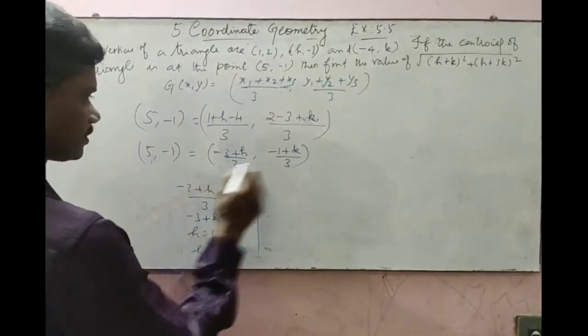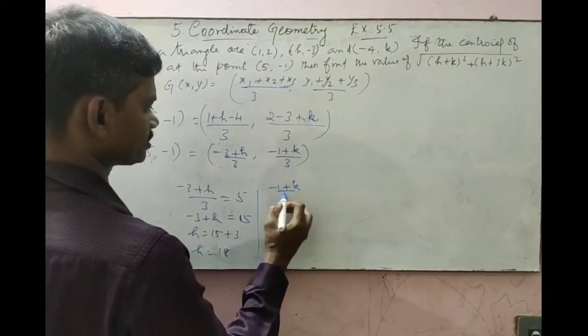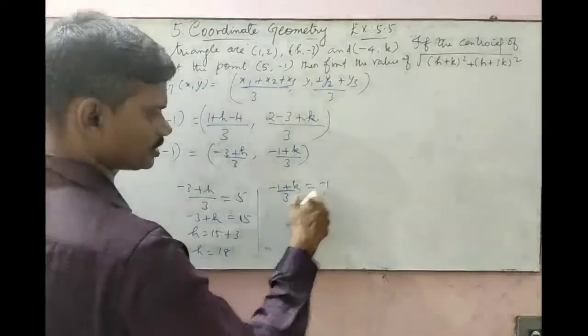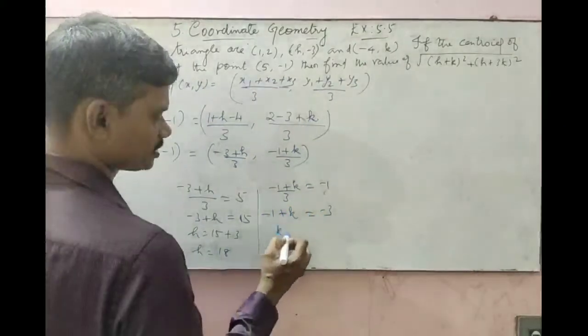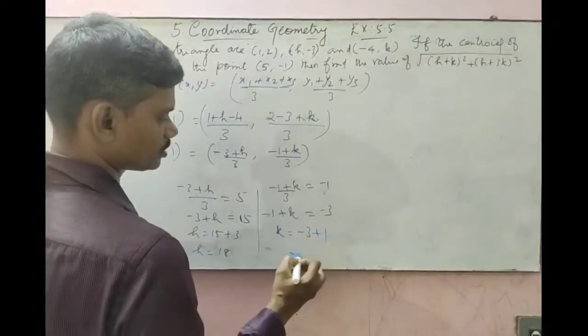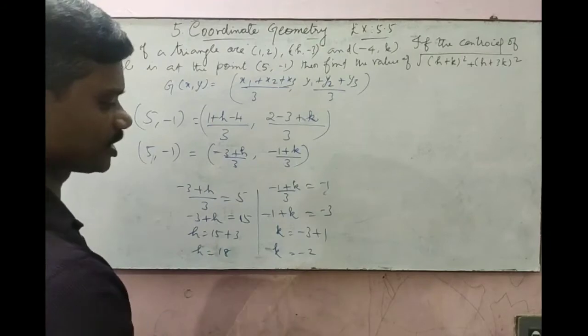Like that, equating the y coordinates, you will get minus 1 plus k by 3 equal to minus 1. Cross multiply here, you will get minus 3. Minus 1 plus k equal to minus 3. K is equal to minus 3 plus 1, that is minus 2. So the value of h is 18 and the k is minus 2.